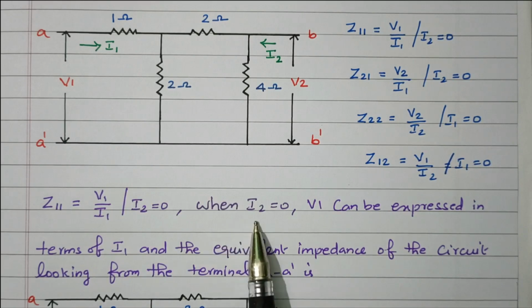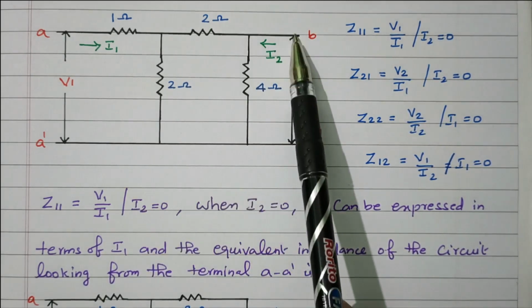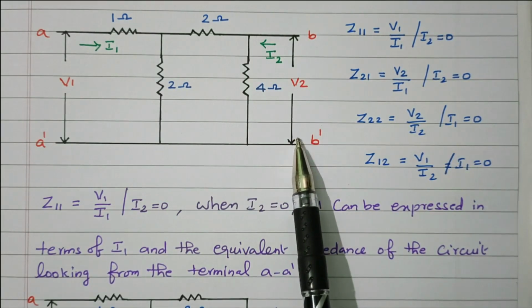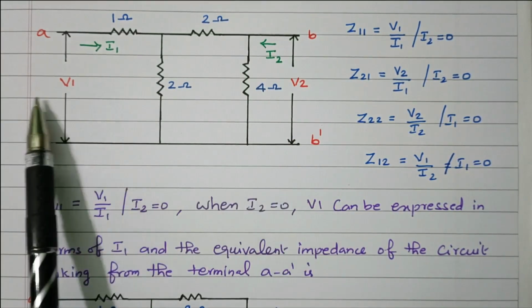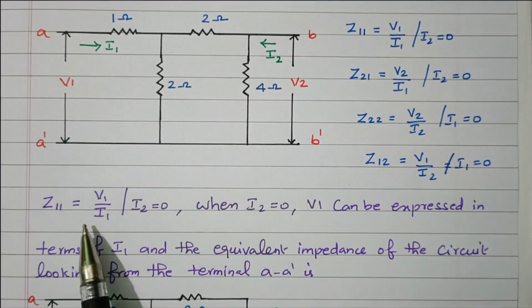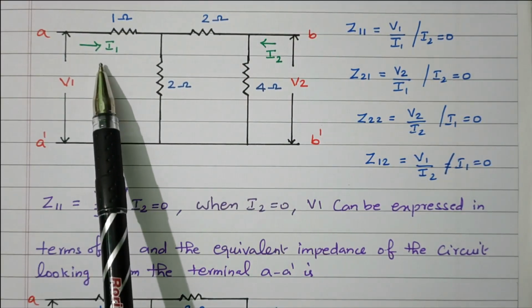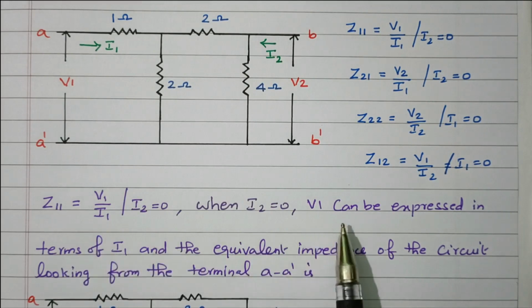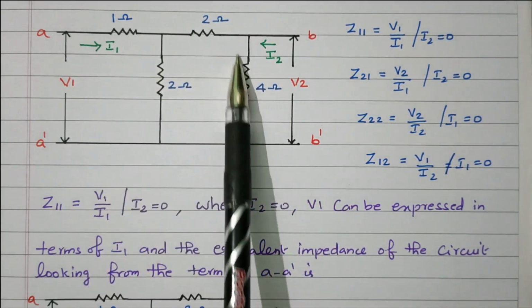What is I2 equal to 0? When I2 equal to 0, V1 can be expressed in terms of I1 and the equivalent impedance of the circuit looking from the A dash terminal. So I2 equal to 0 means this output port is open circuited. We can refer from the input side. So V1 is the voltage across the input port and I1 is the current in the input port. So V can be equal to I into R, that is V equal to I1 into Z equivalent of this circuit.